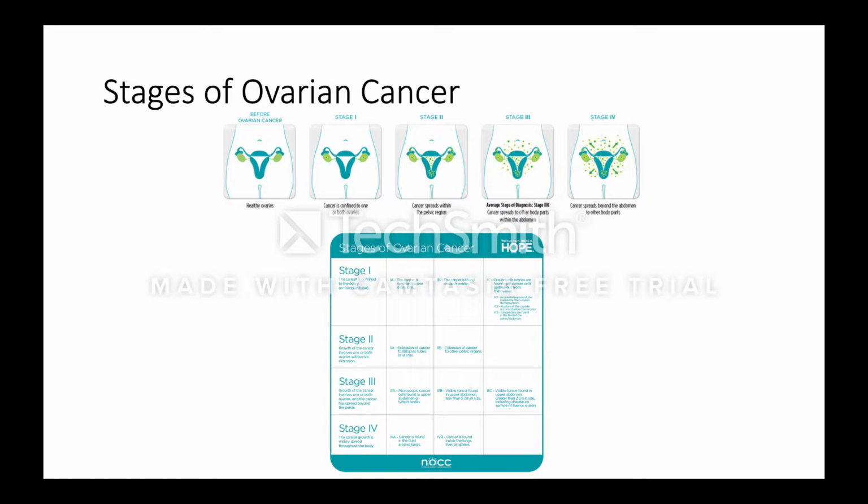Stages of ovarian cancer. We have stage 1, cancer is confined to one or both ovaries. Stage 2, cancer spreads within the pelvic region. Stage 3, cancer spreads to other parts of the body within the abdomen. And stage 4, cancer spreads beyond the abdomen to other body parts.